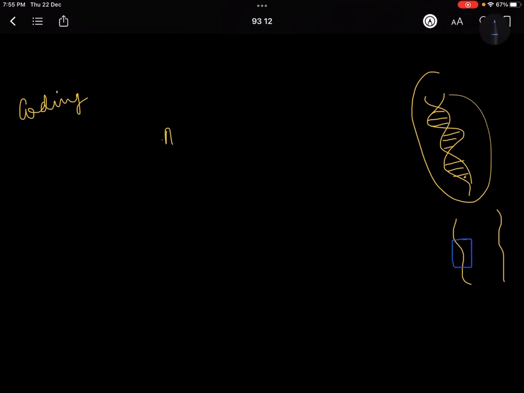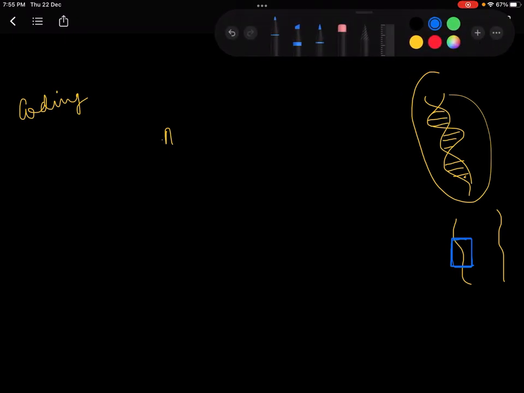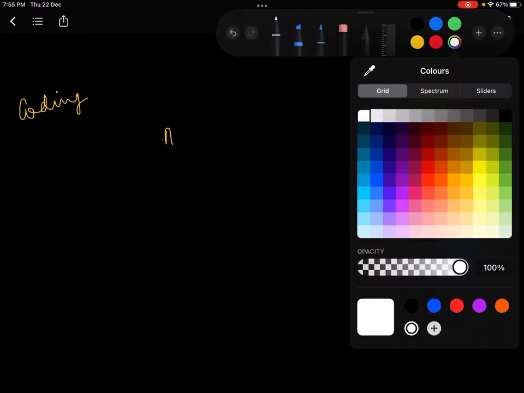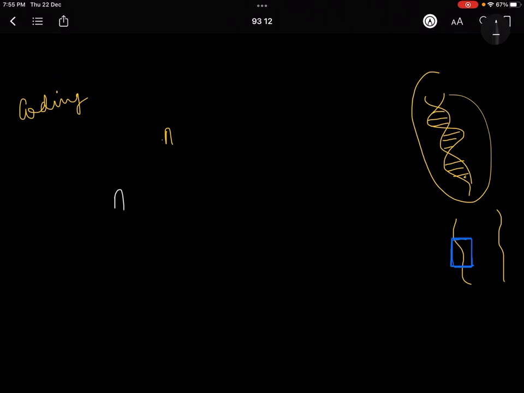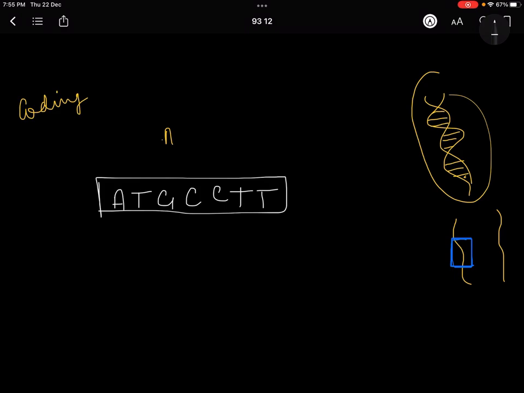Now I take a part of this. ठीक है? For example, I take this part. Now this part has a coding on it. ठीक है? Now let me make a coding. Adenine, thymine, guanine, cytosine, thymine. Okay. So let me make this as a tandem repeat.